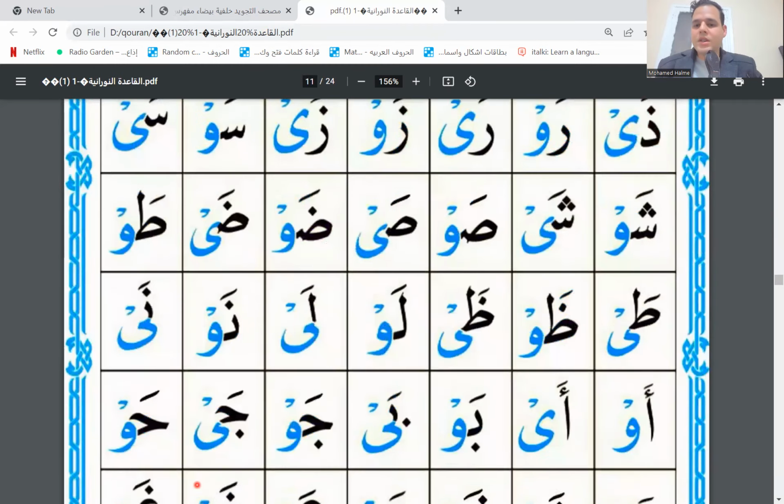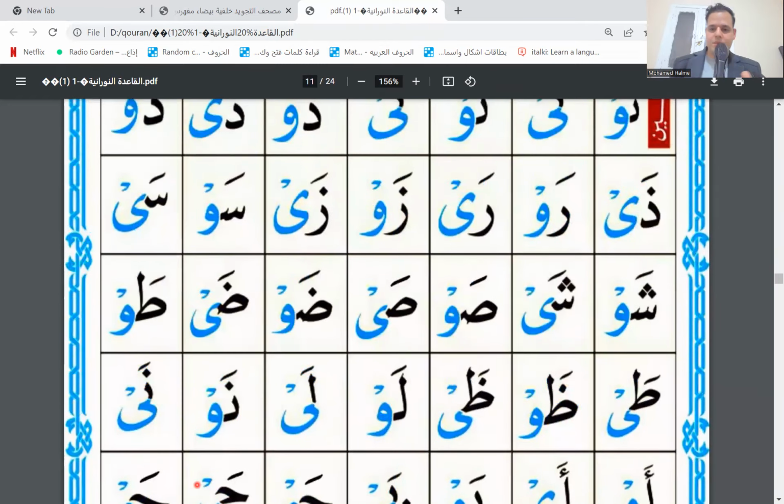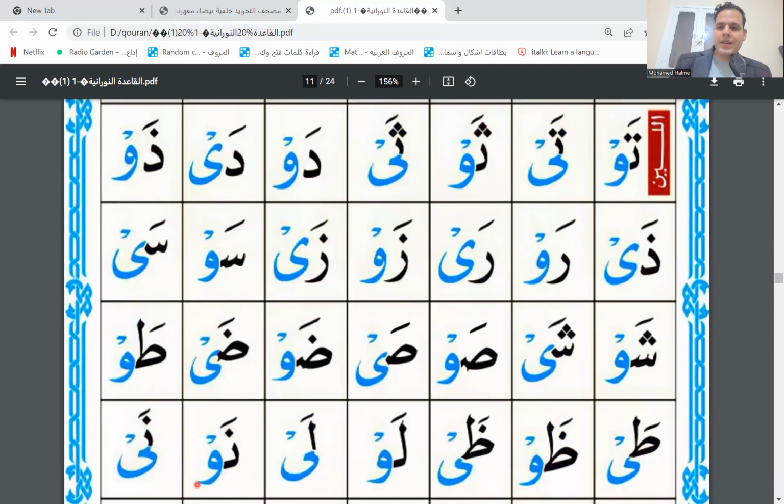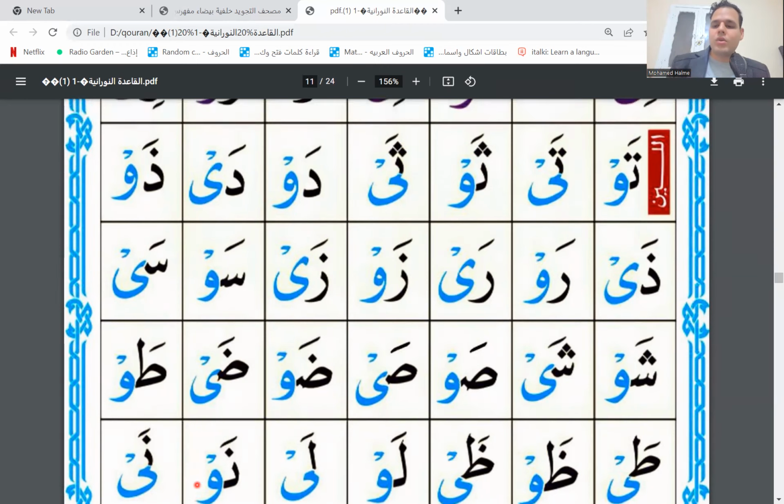Okay, the next rule is the sukun. The sukun can come with two shapes. Or the silent, yani. All right? And yani means in English. All right, so this is the vowel sukun or the silent. It can come like this, as the shape that you see, or it can come as a small O like that. Okay?